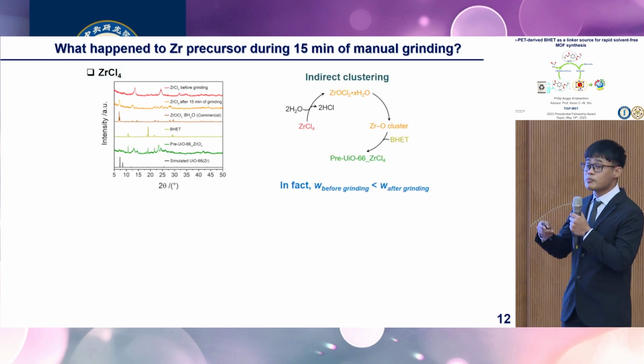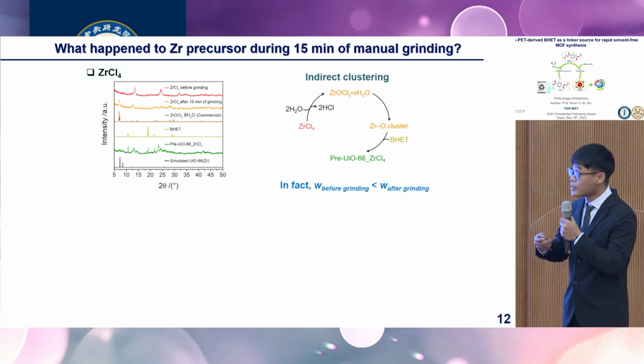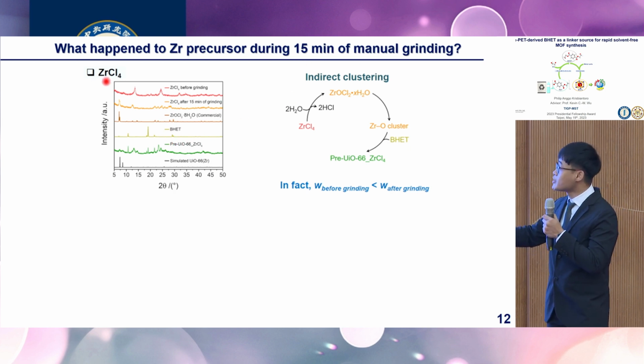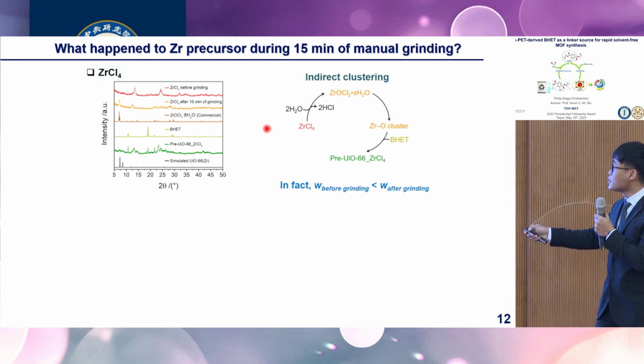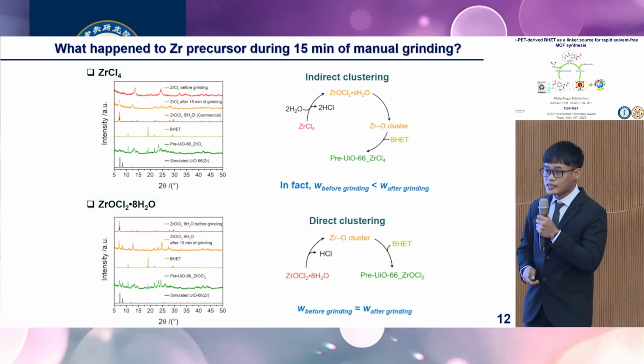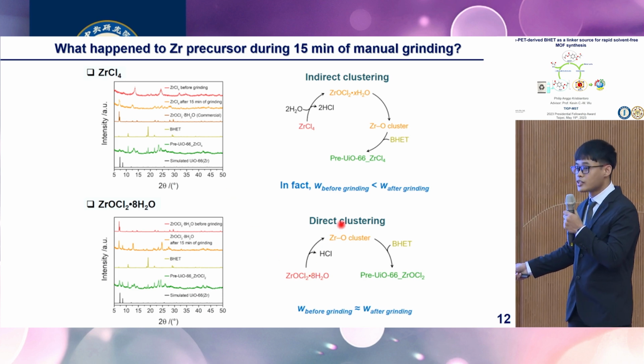To further understand what happened to the zirconium precursor during manual grinding, I ground the zirconium precursor for 15 minutes without PHCT and then characterized the results using XRD. And in the case of zirconium tetrachloride, I found that during manual grinding, it was indirectly converted into zirconium cluster through the formation of zirconyl chloride hydrate. And this species was formed by the hydrolysis of zirconium tetrachloride by moisture. And this is supported by the fact that the weight after grinding was always higher than the weight before grinding. Meanwhile, in the case of zirconyl chloride octahydrate, it can be directly converted into zirconium cluster.